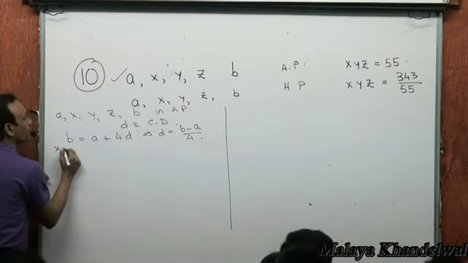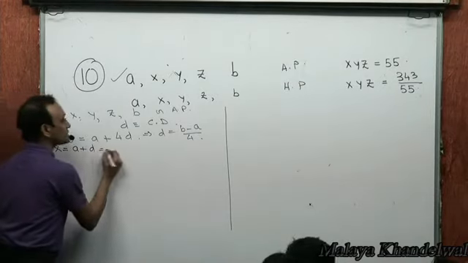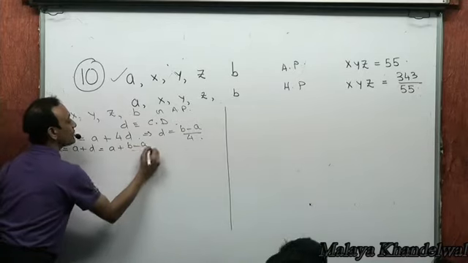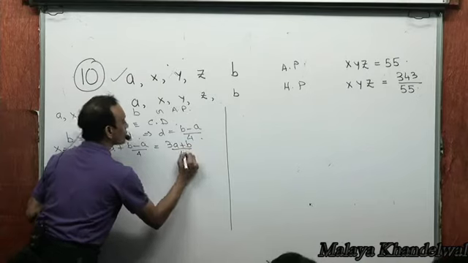X therefore would be what? A plus d. X would be a plus d, which is a plus (b minus a) by 4, which is (3a plus b) by 4. Right?